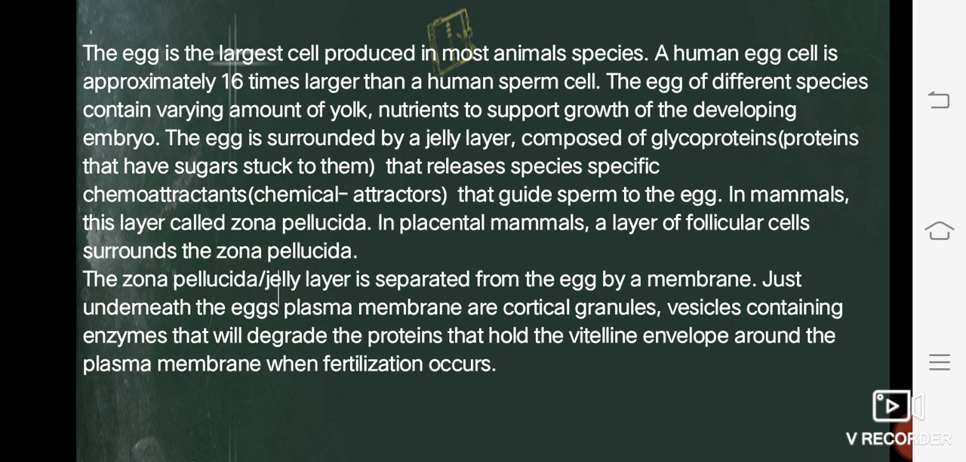The zona pellucida jelly layer is separated from the egg by a membrane. Just underneath the egg's plasma membrane are cortical granules, vesicles containing enzymes that will degrade the proteins that hold the vitelline envelope around the plasma membrane when fertilization occurs.